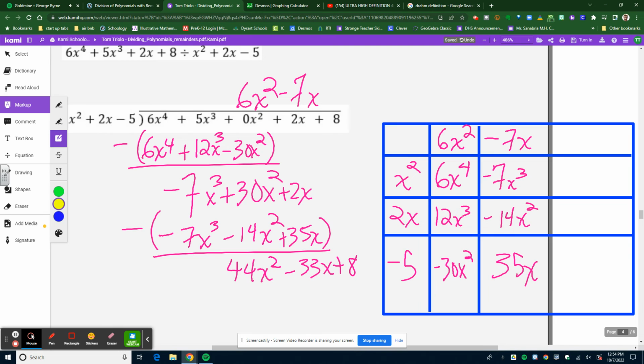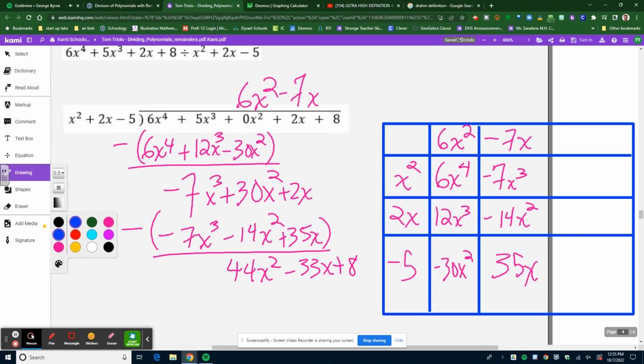All right. Now comes the hard part. It's all about the diagonal. So I've got negative 30 and negative 14x squared. Negative 30 and negative 14 is negative 44. I don't want negative 44. What do I want? I want 0. So what do I add to negative 44 to get to 0? 44. So this next term here is 44x squared.